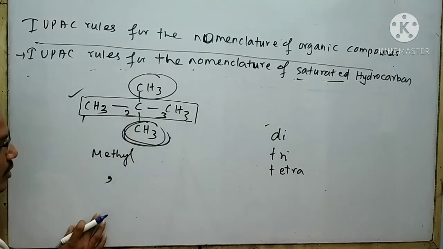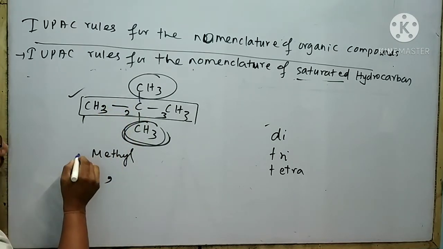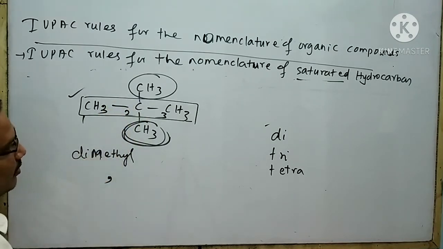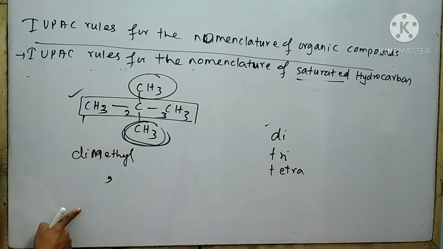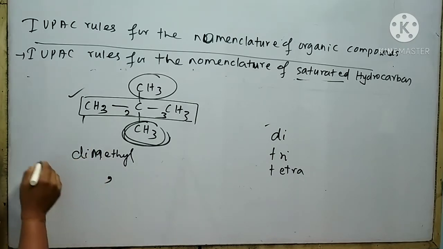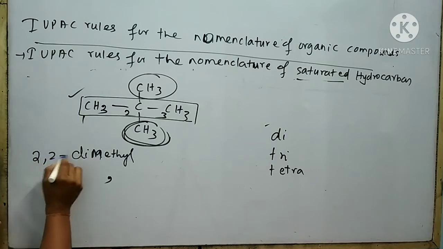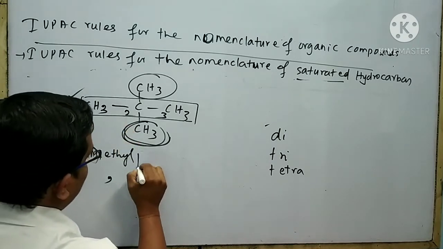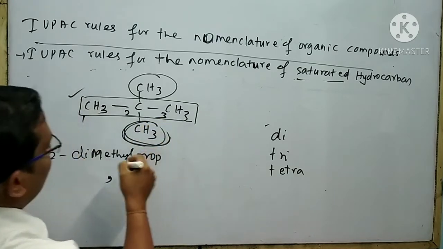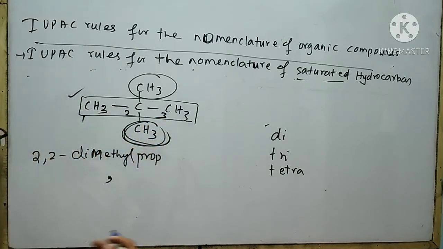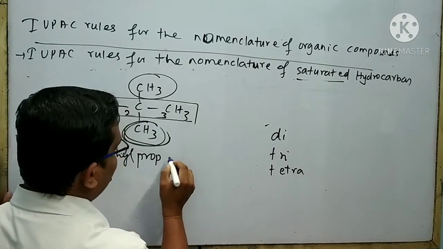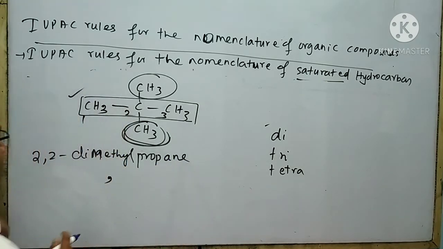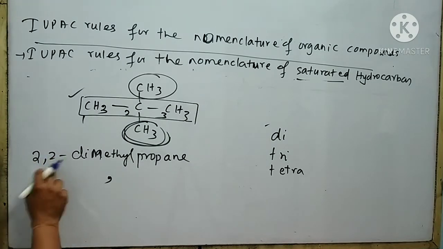Here two same substituents are present, so I can write dimethyl, and the two substituents have the same locant, so here I can write 2,2-dimethyl. For this compound, the word root is prop. Look at that, in the parent chain the carbon atoms are attached with each other through single bonds, so it is bound to write ANE. Finally, the name of this compound is 2,2-dimethylpropane.